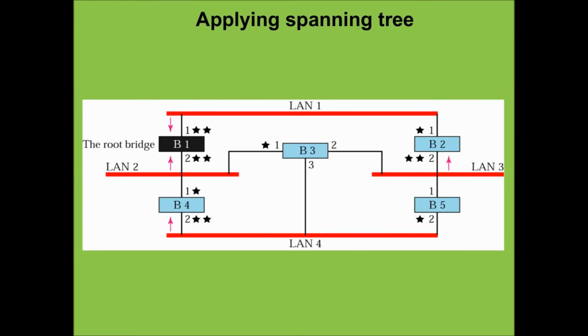Applying spanning tree. So over here you can see again LAN 1, LAN 2, LAN 3, LAN 4 and LAN 5. And you can see a root bridge which is bridge number 1. So this is the root bridge and this is being selected by STP, and all other bridges are non-root bridges. So the first main application of the spanning tree protocol is to select the root bridge. So over here you can see the root bridge is being selected by STP.